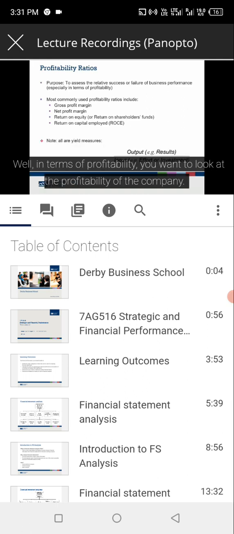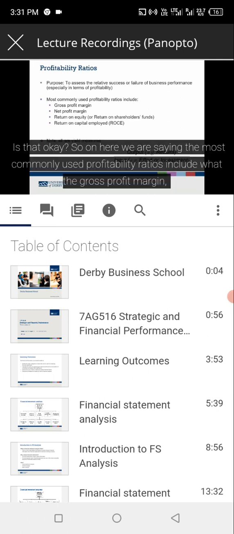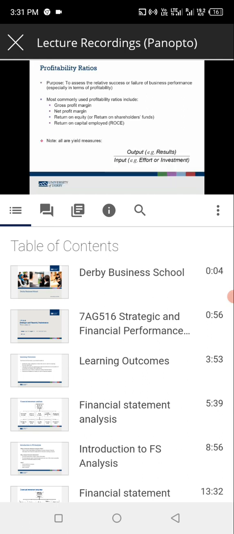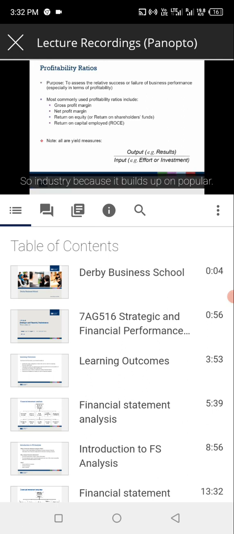Especially in terms of profitability, you want to look at the ability of a company to convert sales to profit, whether they are able to sell their product at a price higher than their cost. The most commonly used profitability ratios include the gross profit margin, the net profit margin, return on equity, and ROCE, return on capital employed. In the industry, we can say they are all popular.